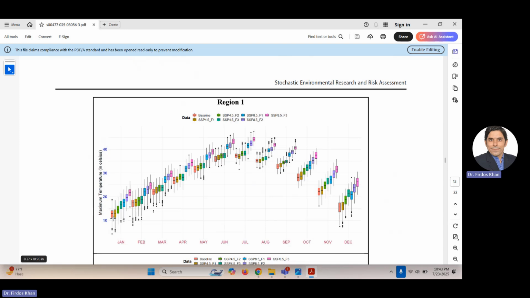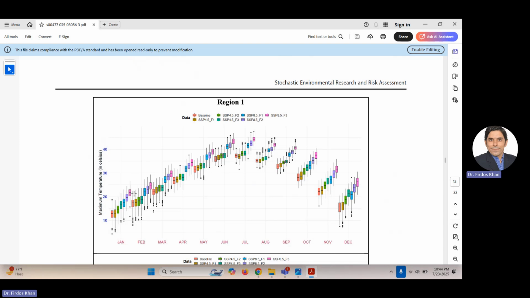So we have compared the results. Now this is the baseline, and then this is the result of SSP 4.5 F1. This is same SSP F2. This is same SSP F3. And then now the blue color is SSP 8.5 F1, SSP 8.5 F2, and SSP 8.5 F3. And then you can do the comparison.